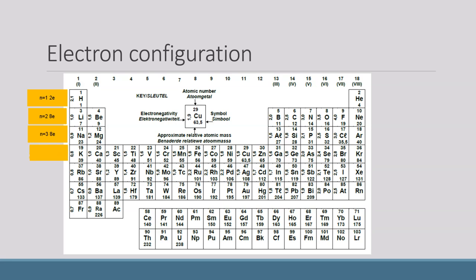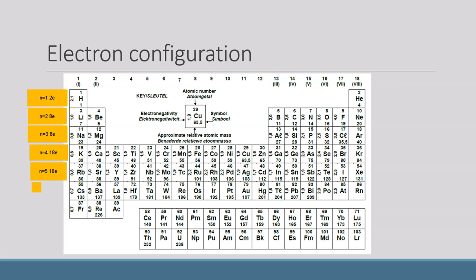N equals 4. We said that the fourth energy level can hold a maximum of 18 electrons. And if we count from potassium, K, which is element number 19, to krypton, Kr, which is element 36, there are 18 different elements, and that corresponds to the 18 electrons that can be held by the fourth energy level. N equals 5 also can hold a maximum of 18 electrons, and that corresponds to the number of elements in period 5.